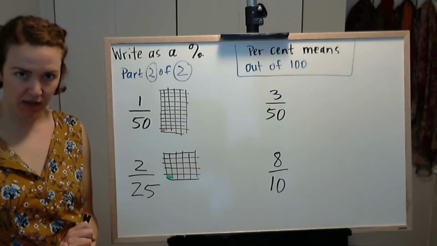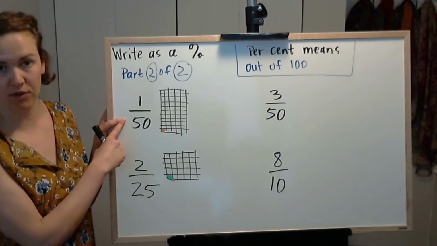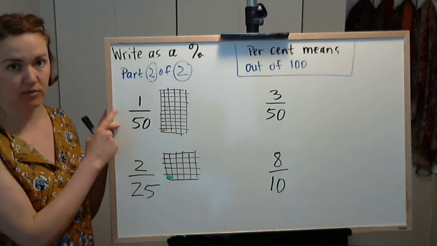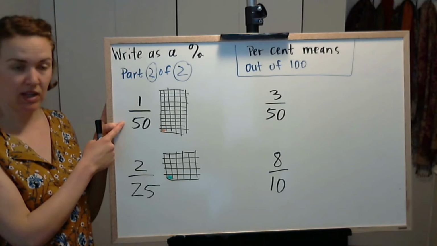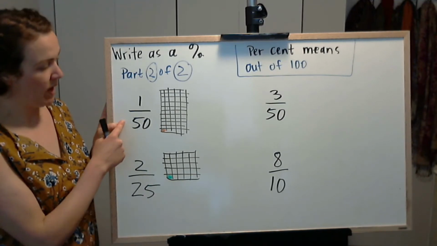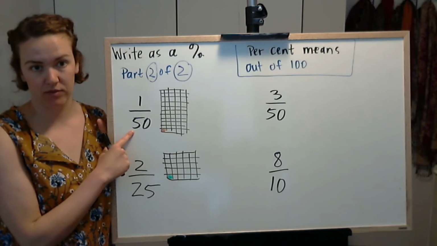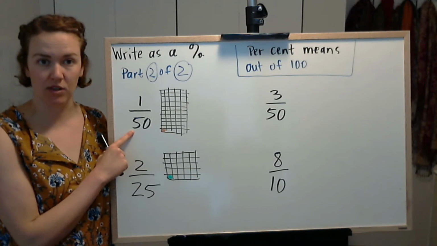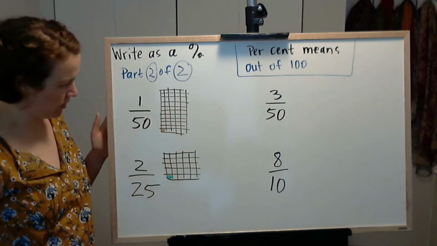For the next part of the activity, we are given a fraction and we have to convert it into a percentage. Now remember, percent means out of 100. So to figure out what percent a fraction is, we have to force this fraction to be out of 100. And then it's really obvious what our percentage is. So I'm going to show you a visual of how that works.